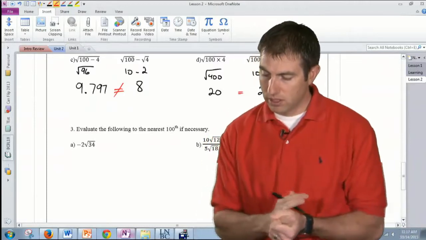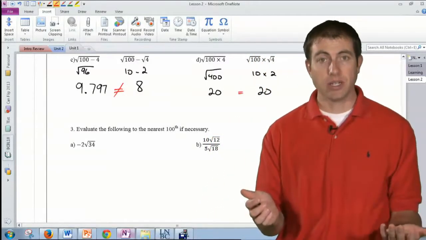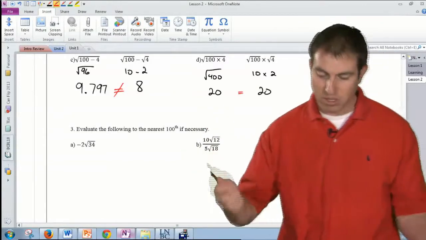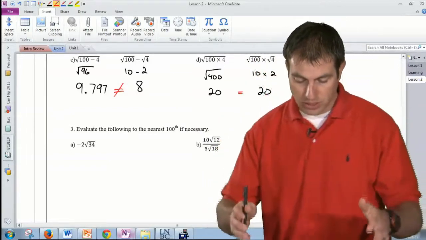Evaluate the following to the nearest hundredth if necessary. All we're going to do here is use our calculator. Haley likes it too. I'm glad I brought a little bit of joy to your math lesson for today. We're literally going to use our calculator.